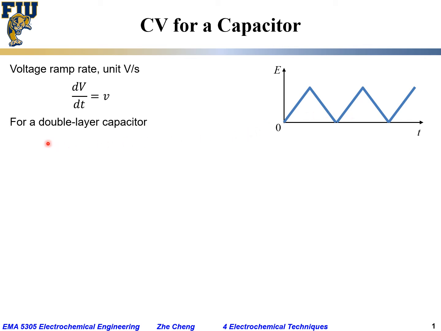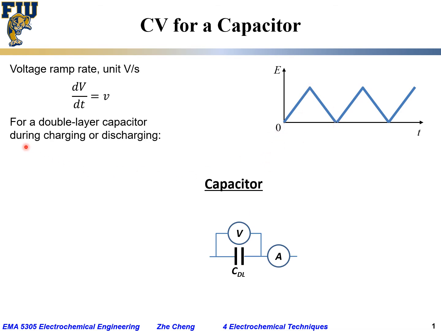Okay, so for a typical double layer capacitor, let's just, for simplicity, show it here. You have a capacitor, that's what you learned in physics. You have an ampere meter to measure the current, and you have a voltmeter to measure the voltage, and similar as before, you can use a potentiostat or galvanostat to drive current, charge, discharge the capacitor, ramp the voltage up, ramp the voltage down.